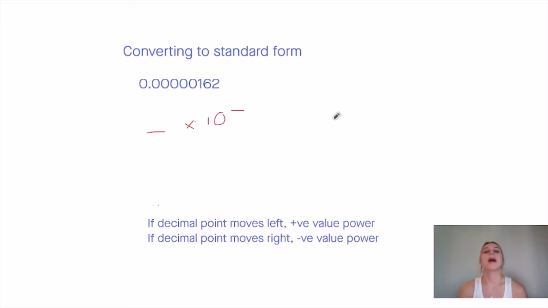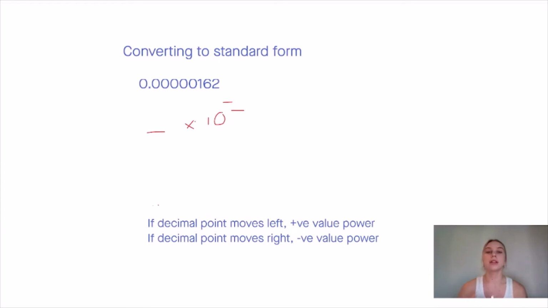Now I said that that power can be positive or negative. The way to tell what it'll be depends on the number that you're starting with. So if your non-standard form number is small, as in less than 1, then you know that it'll be a negative power. Whereas if your number is really massive, then that tells you it will be a positive power. In this case, we can see that it's a small number, it's 0.000 something. So we know that that'll be a negative power.